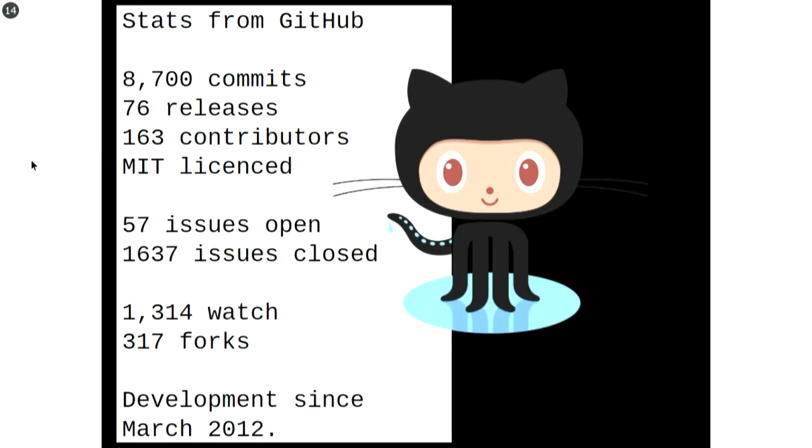Okay, some stats on GitHub. So Nikola has, this was done a week or so ago, so it's probably a bit more than this now, but yeah, 8,700 commits and 76 releases and about 160 contributors. It's licensed under MIT. It's got 57 closed issues and 1,600 issues closed. And it's been in development since March 2012.